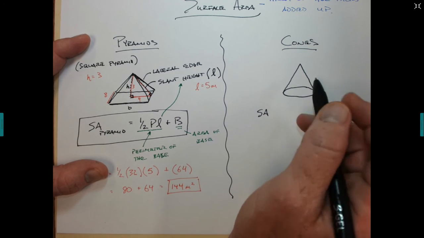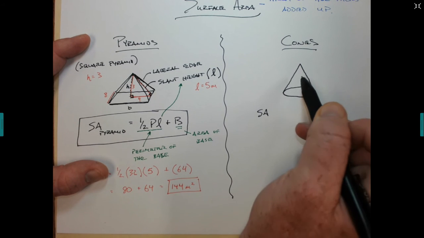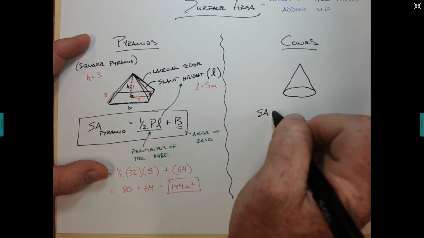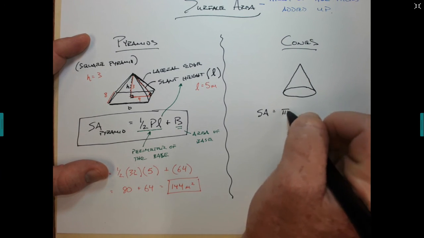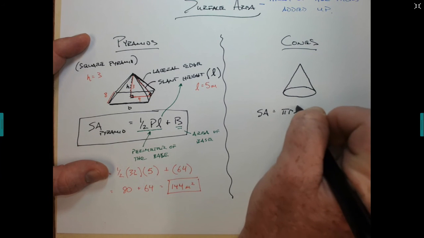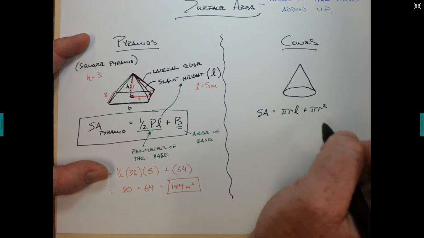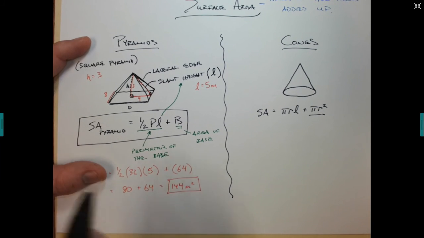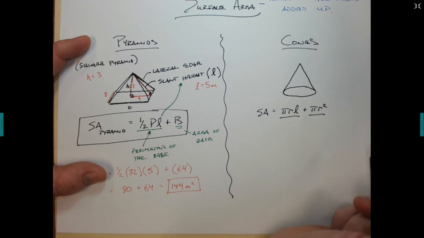Breaking this down into a net is much more difficult. We have a circle on bottom, which isn't bad, but then this lateral area is always going to be a portion of the circle. All right. Here's the formula we're going to use. We're going to use pi r L plus pi r squared. Well, this takes care of the circle on the bottom. This will be a formula to find the lateral area.